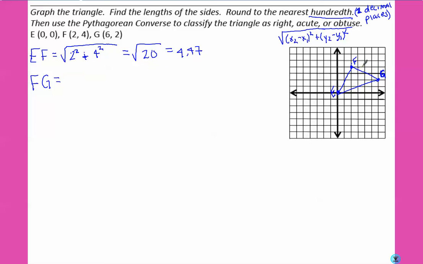So from F to G, we go 1, 2, 3, 4 places in the x direction, plus 2 spaces in the y direction. 4 squared is 16, plus 2 squared is 20. So we get the square root of 20 again, which will still be 4.47.